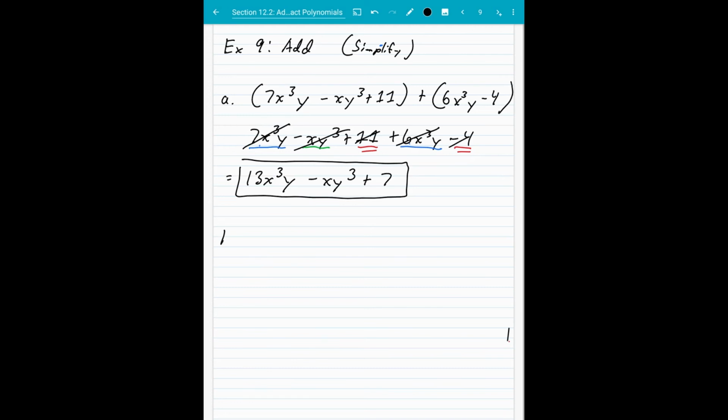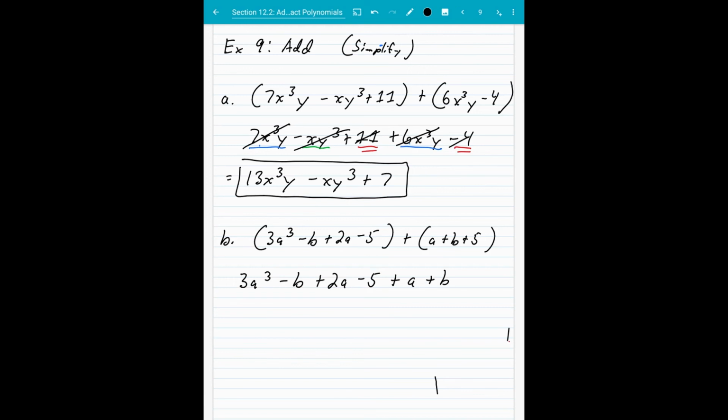If I do b, the next one, 3a to the third minus b plus 2a minus 5, plus a plus b plus 5. Again, as long as there's an addition between all of them, and there's no number in front to distribute, we'll get to that in the next section, we can drop the parentheses. 3a to the third minus b plus 2a minus 5 plus a plus b plus 5.